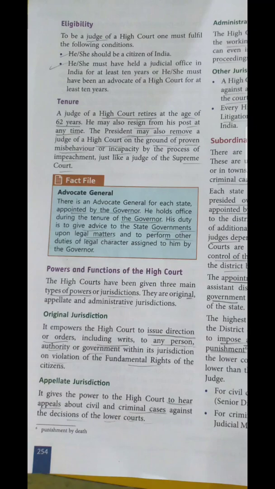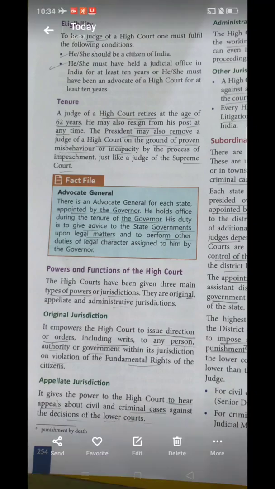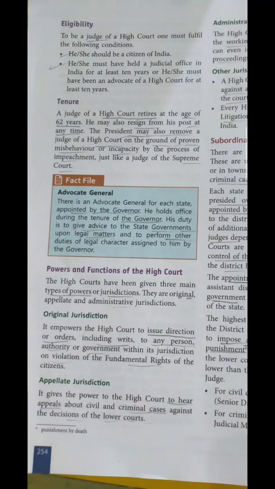Original jurisdiction relates to the issue of directions, orders or writs to any person, authority or the government within the jurisdiction, in cases of violation of fundamental rights. If any person finds that their fundamental rights are being violated, only then does he have a complete right to go to the High Court under the original jurisdiction.